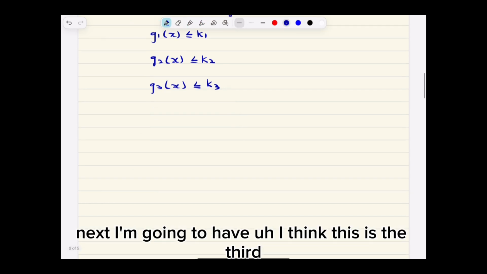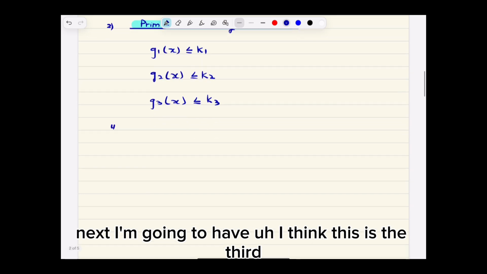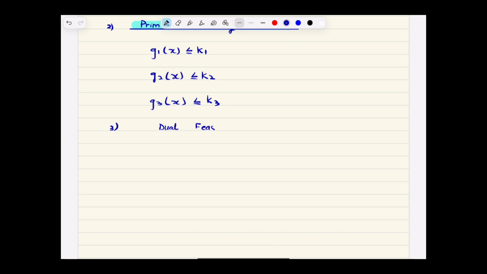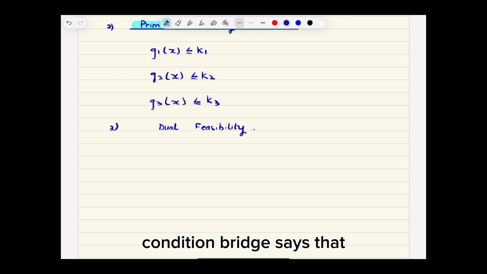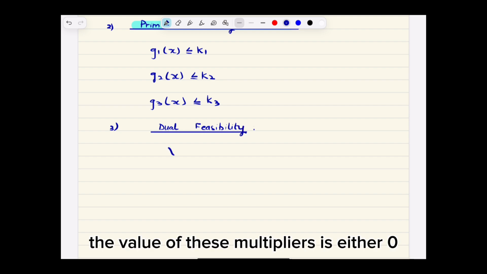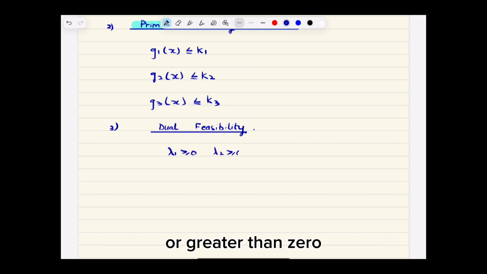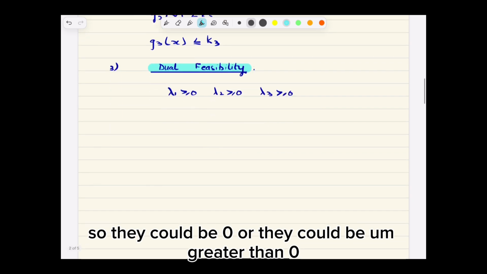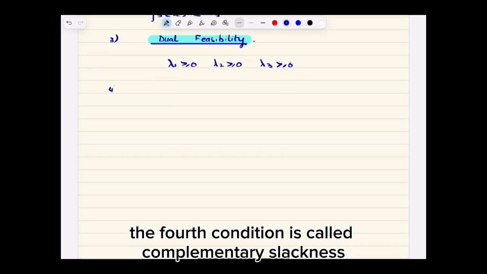Next, the third is the dual feasibility condition, which says that the value of these multipliers is either 0 or greater than 0. So they could be 0 or they could be greater than 0. The fourth condition is called complementary slackness.